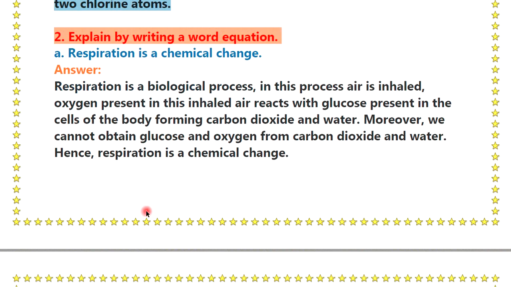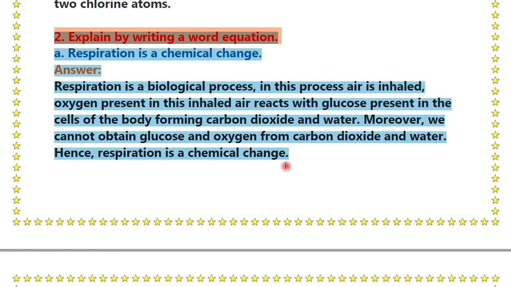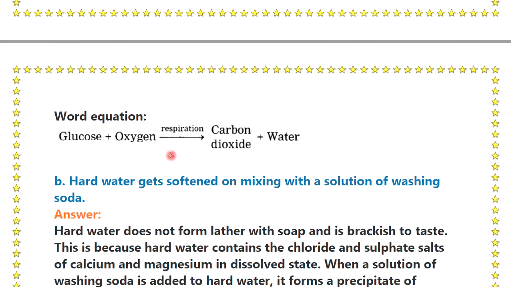Then next, question number 2: explain by writing a word equation. A: respiration is a chemical change. Answer: respiration is a biological process. In this process air is inhaled. Oxygen present in this inhaled air reacts with glucose present in the cells of the body, forming carbon dioxide and water. Moreover, we cannot obtain glucose and oxygen from carbon dioxide and water. Hence, respiration is a chemical change.